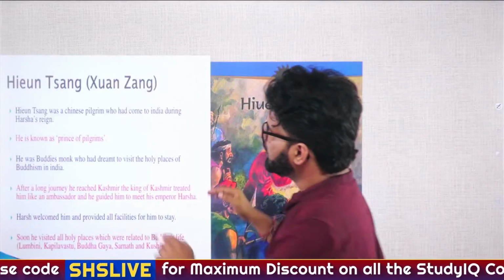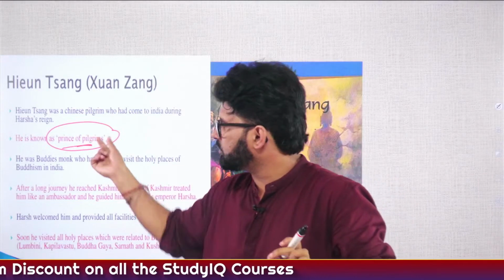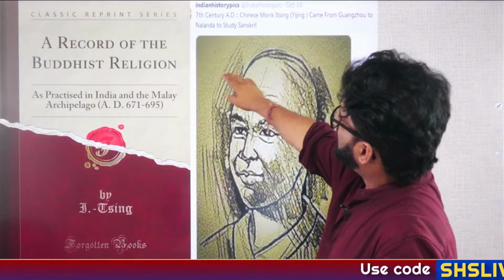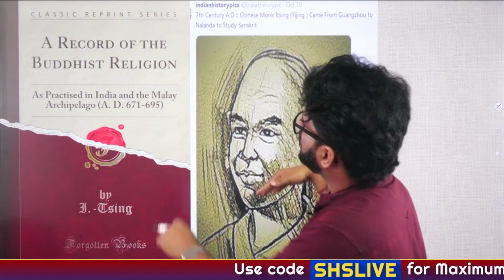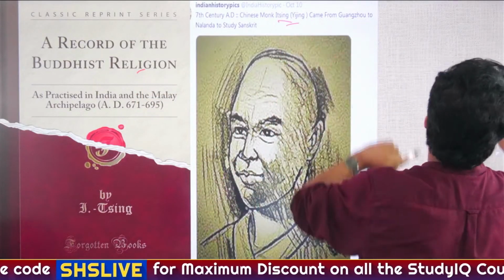Yuenzang is known as the Prince of Pilgrims. Please remember this designation, that the one known as Prince of Pilgrims is Yuenzang. And this is the last person, Aizing. He wrote the Record of Buddhist Religion. Aizing or Yizing.